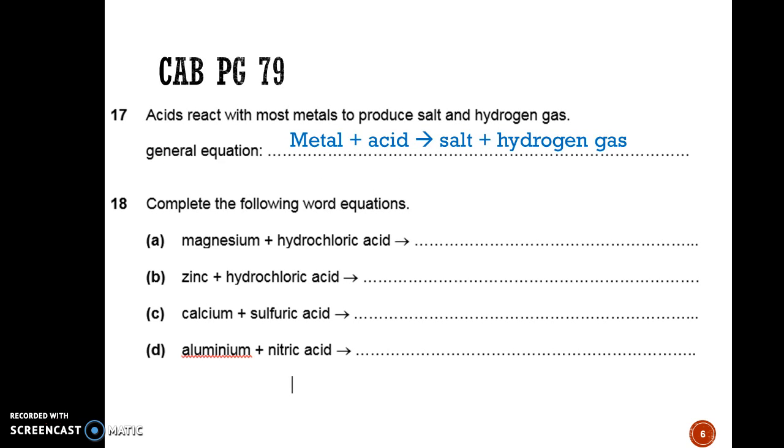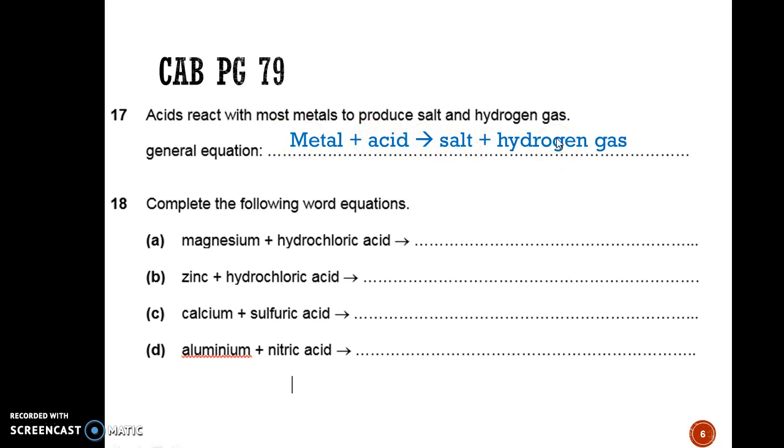Actually, on your CAB page 79, question 17, we are learning this reaction known as metal plus acid gives you salt plus hydrogen gas. How you can remember this would be MASH. So you can remember metal plus acid gives you salt and hydrogen gas.